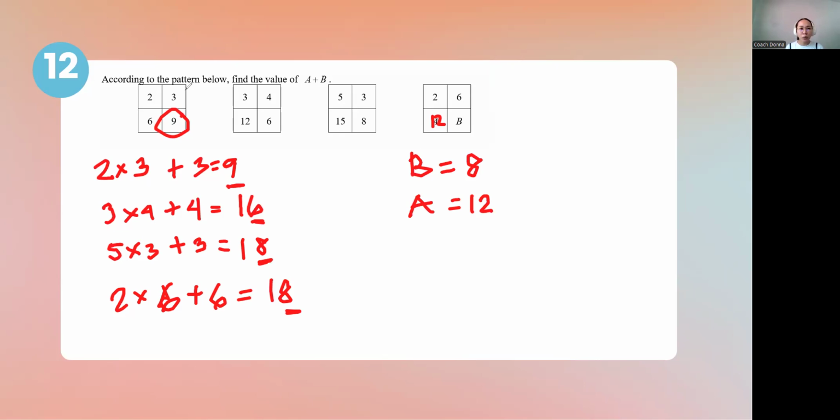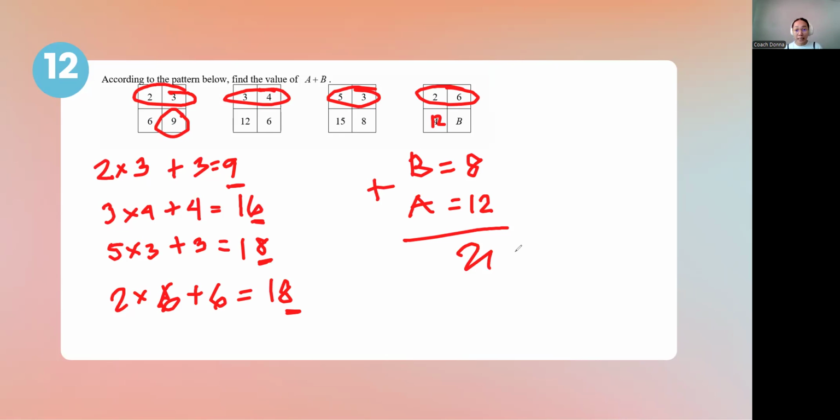Again, the A was from 2 times 3, that's 6. 3 times 4, 12. 5 times 3 is 15. This is also 2 times 6, 12. But remember, we need to add them. 12 plus 8 is 20. So the answer should be 20. All right? We were close to that. That's it for our question. Yeah, it was only the unit digit. We must find the pattern. Okay, that's it. Let's have number 13.